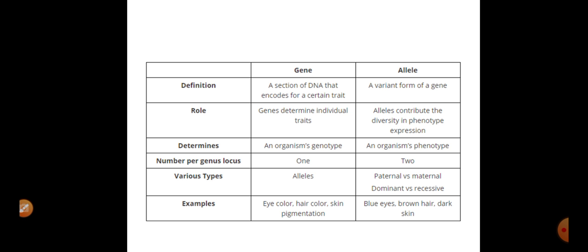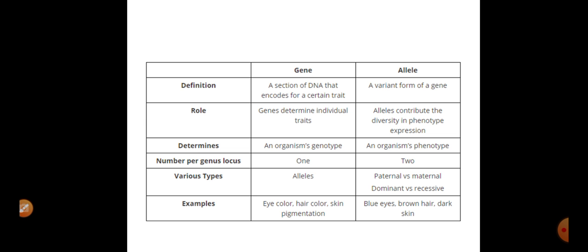Here it is in short, the difference between gene and allele. Gene is a section of DNA. Already in the first slide we have gone through it, and that encodes a certain trait. On the contrary, allele is a variant form of a gene. Gene carries or determines the individual trait, but allele contributes diversity. And that is why gene is a genotypic character and allele is a phenotypic character.